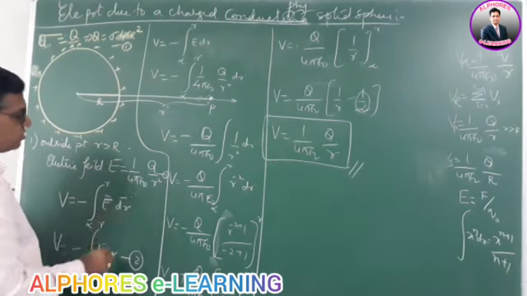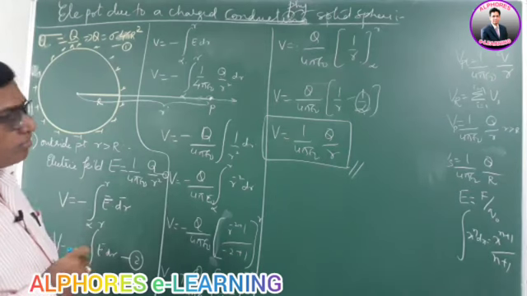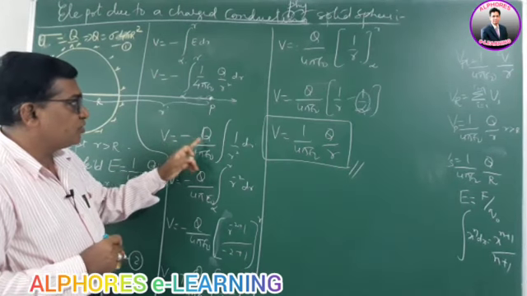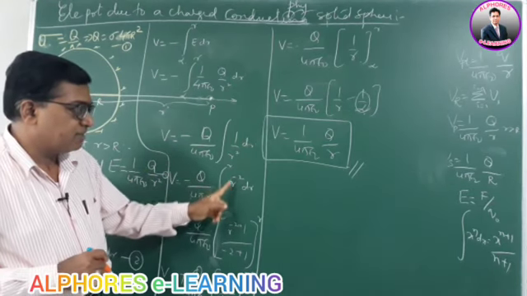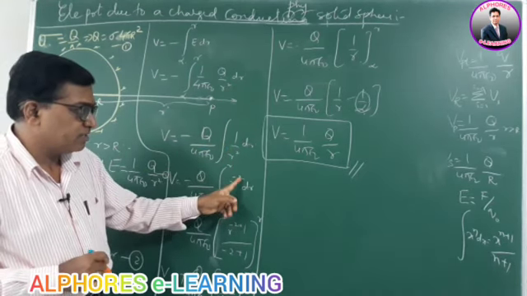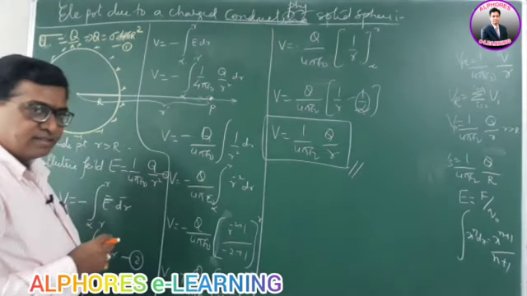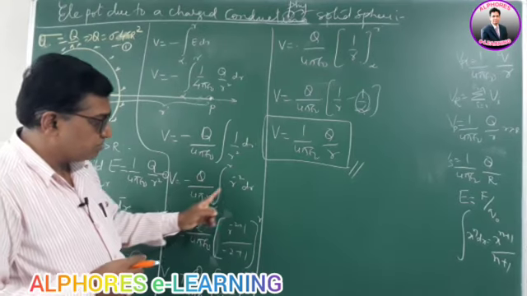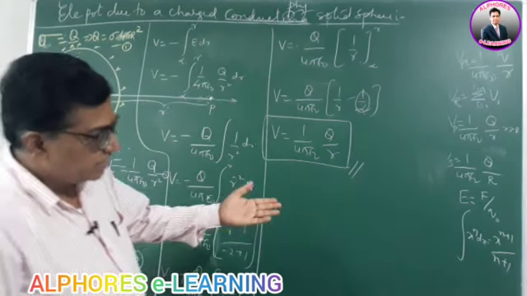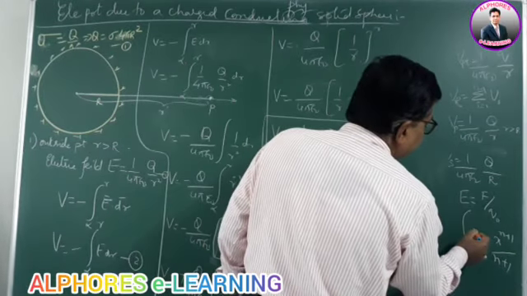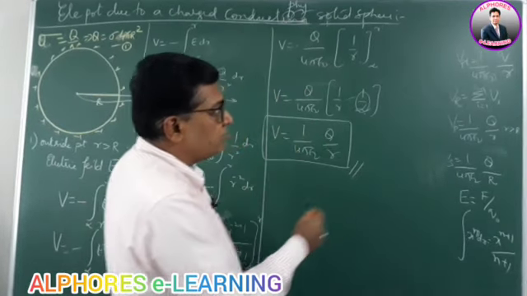Substituting 1, E is 1 by 4 pi epsilon naught q by r square, dr. So the potential is minus q by 4 pi epsilon naught, integral of 1 by r square dr. 1 by r square goes to the numerator as r power minus 2 dr, from infinity to r. So minus q by 4 pi epsilon naught, r power minus 2 plus 1 by minus 2 plus 1. You know the integration: x power n dx is x power n plus 1 by n plus 1.